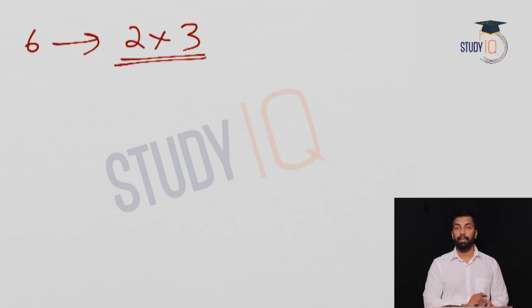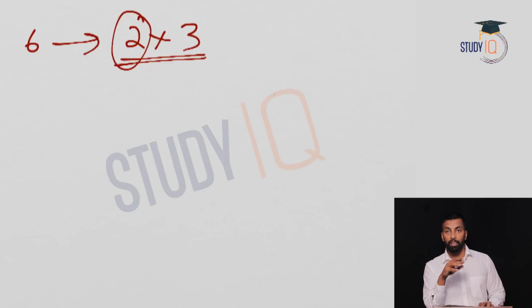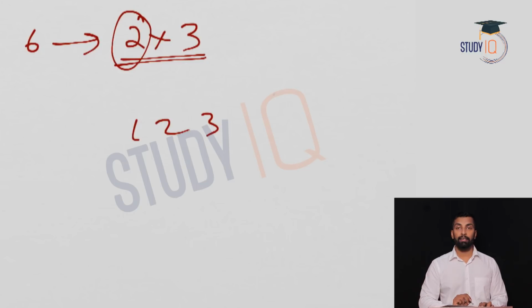Now divisibility of 6. What is the divisibility of 6? It is actually 2 into 3. The condition is the number must be divisible by 2 and it must be divisible by 3. So you know the divisibility of 2, it should be an even number. Divisibility of 3, sum of digits must be divisible by 3. So if both conditions are satisfied, the number is divisible by 6. 1, 2, 3, is it divisible by 6? No, because it's an odd number. So you don't need to check the other.